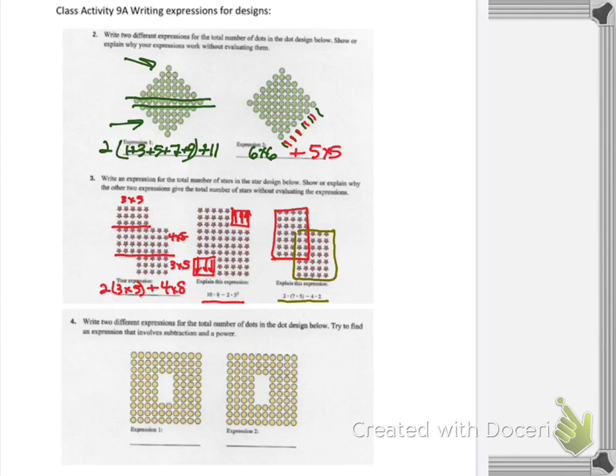So let's do this last one now. So this last one, it says, write 2 different expressions for the total number of dots in the dot design below. Okay, so I did the following. I first did 10 by 10. So I said, what if you made it 10 by 10 and ignored the fact that you had that gap in the middle?